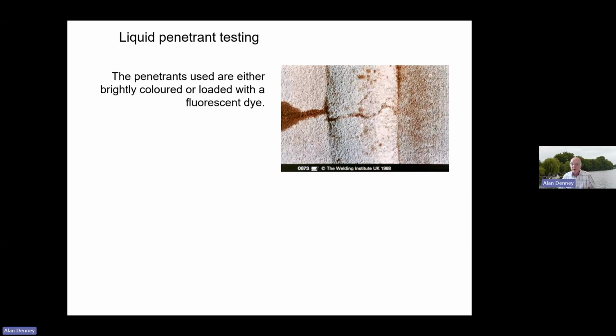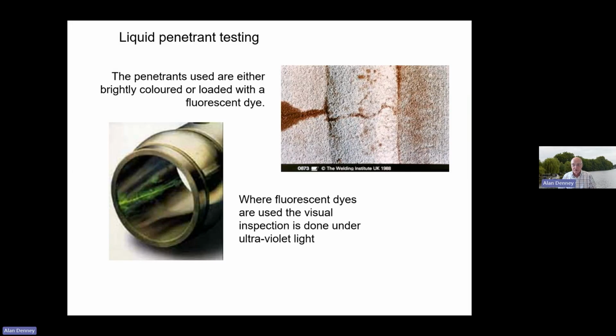And the penetrants can be either brightly coloured or they can be a fluorescent dye, and then you look at it under black light. So that's where you're using a fluorescent dye with ultraviolet light.